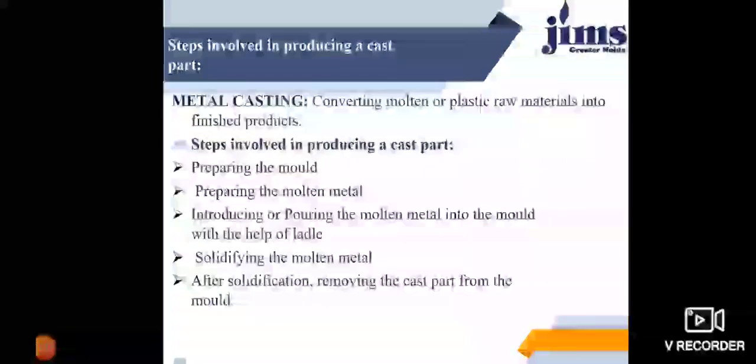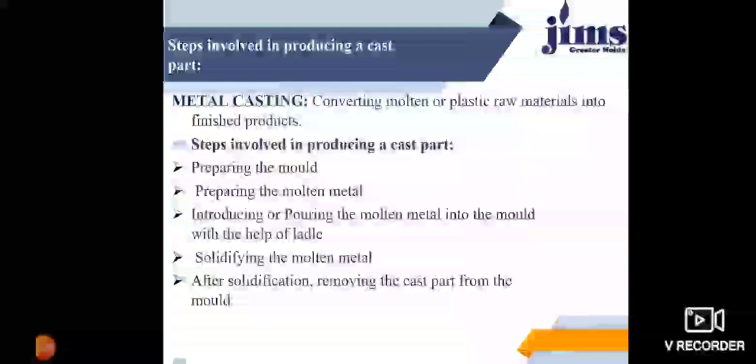Steps involved in producing a cast part. There are certain steps. Metal casting means converting molten or plastic raw material into a finished product. So what are the steps involved in producing a cast part?